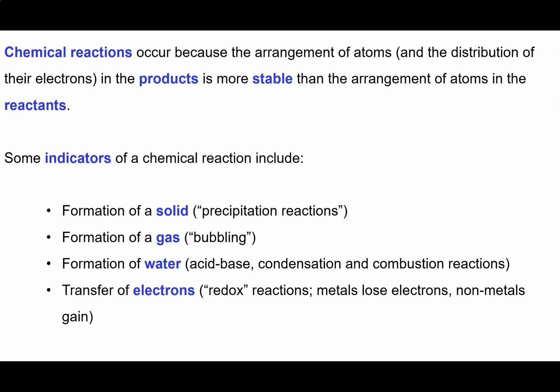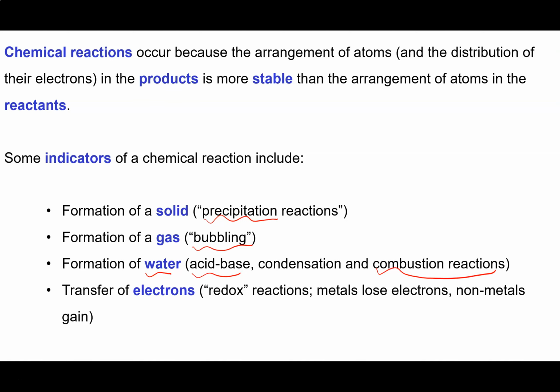Now, there are a lot of indications that a chemical reaction has occurred, and some of these are very well recognized by chemists. So these include formation of a solid, or what chemists call precipitation reactions. We also might see formation of a gas, and this is generally indicated by bubbling. So it'll look fizzy, kind of like soda water. Or we might see what we call formation of water. These are sometimes referred to as condensation reactions because we're making water, but there are other types of reactions that form water, including acid-base reactions and a class of reactions that we're going to look at called combustion reactions.